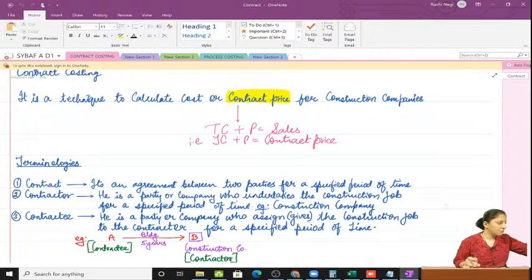So if you know the objectives of cost accounting, yeah, some here I had.